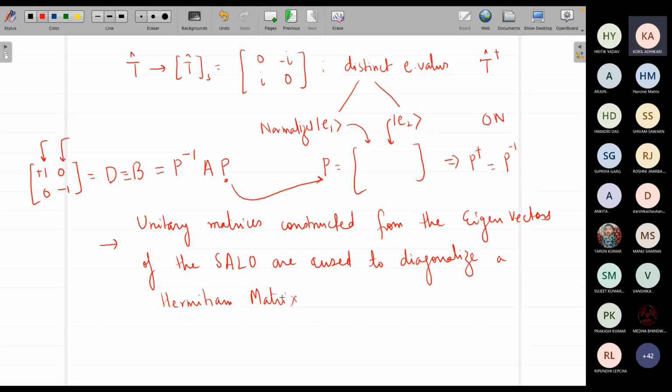So we can always diagonalize a Hermitian matrix. How? By finding the eigenvectors of it. And those eigenvectors will constitute a unitary matrix. That's also a very important thing. It will always constitute a unitary one.